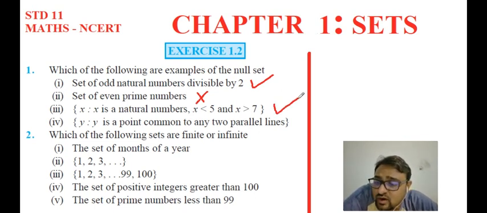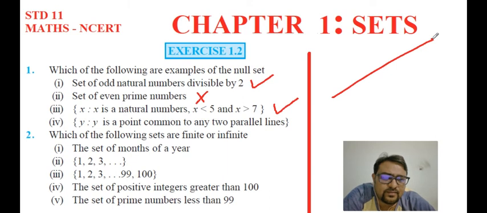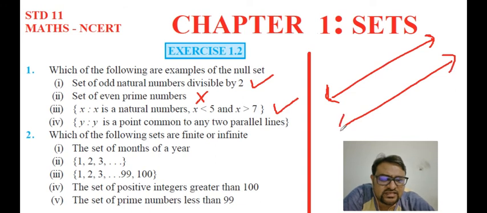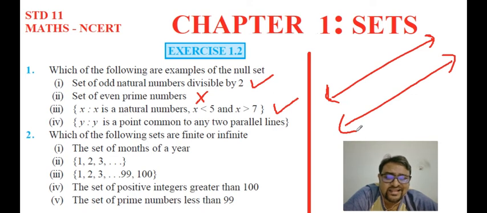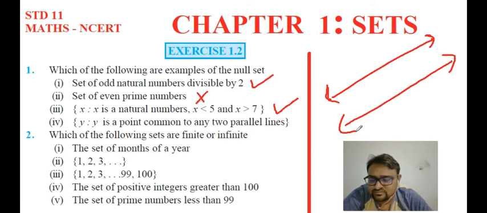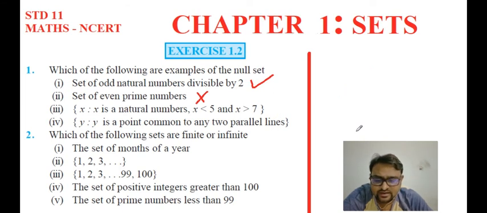Fourth one: y such that y is a point common to any two parallel lines. If I just take an example of any two parallel lines, it will be like this. These are the examples of two parallel lines. Now, we know that parallel lines never intersect. So that means there is no common point of intersection. So it is a null set. Clear? Let's put a tick here also.